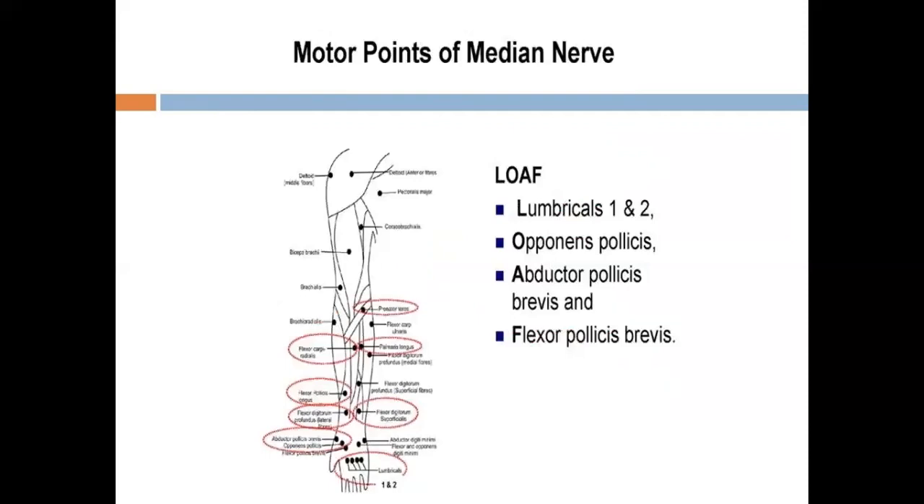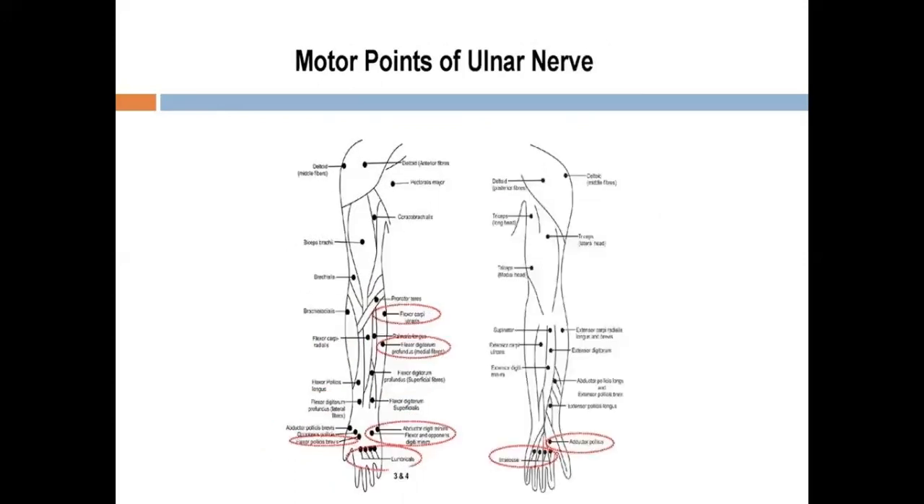As you can see, the motor point of the median nerve: pronator teres, FCR, palmaris longus, flexor digitorum superficialis, flexor digitorum profundus. It is LOAF: lumbricals, opponens pollicis, abductor pollicis brevis, and flexor pollicis brevis. Now we will see the motor point of the ulnar nerve. The lumbricals, interossei, flexor digitorum profundus.